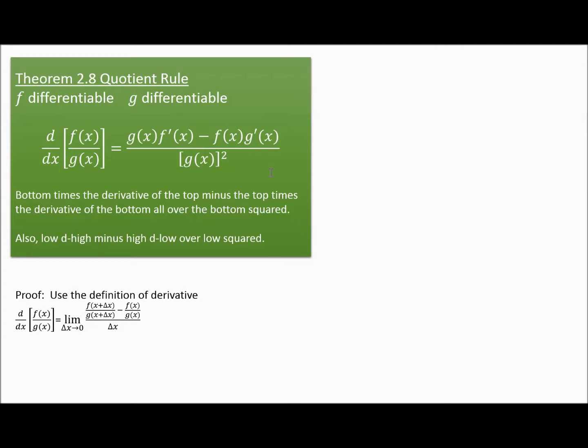You know how we're going to start? We're going to use the definition of the derivative. So what is that? f of x plus delta x minus f of x over delta x. And we're going to take the limit as that goes to 0. Well, as delta x goes to 0.